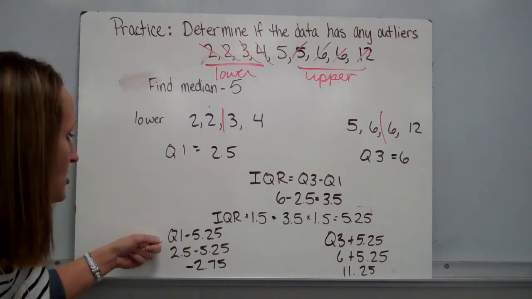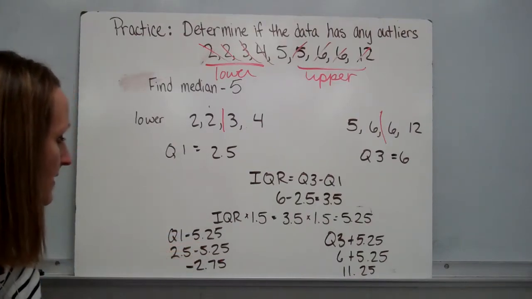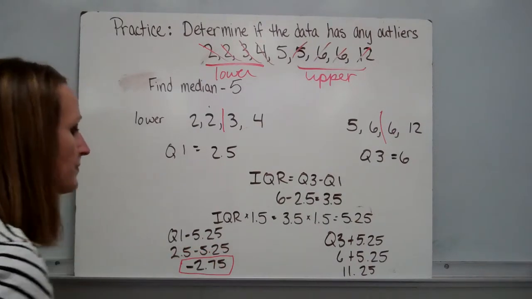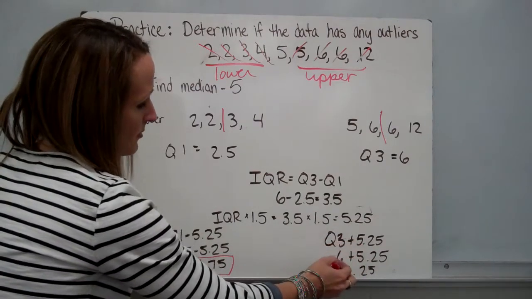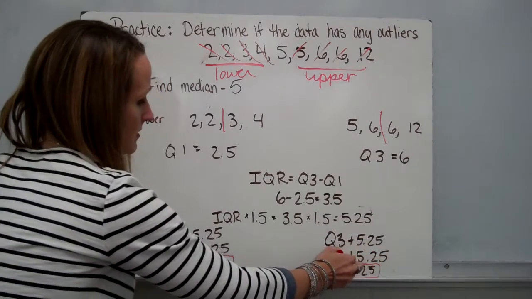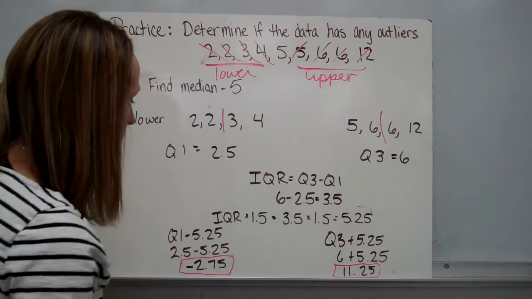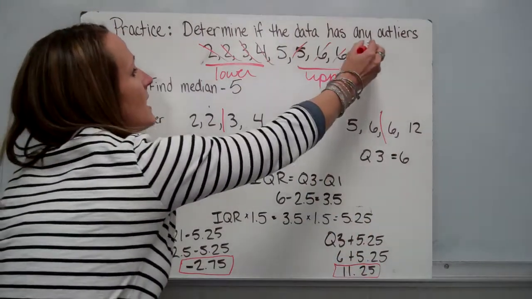So now, take my Q1 minus 5.25, 2.5 minus 5.25. So this is going to be my lowest extreme. Take my Q3 plus 5.25, so 6 plus 5.25, this is my upper extreme. So I'm going back up here. Do I have anything this low? No. Do I have anything higher than this? Yes, I had this 12.